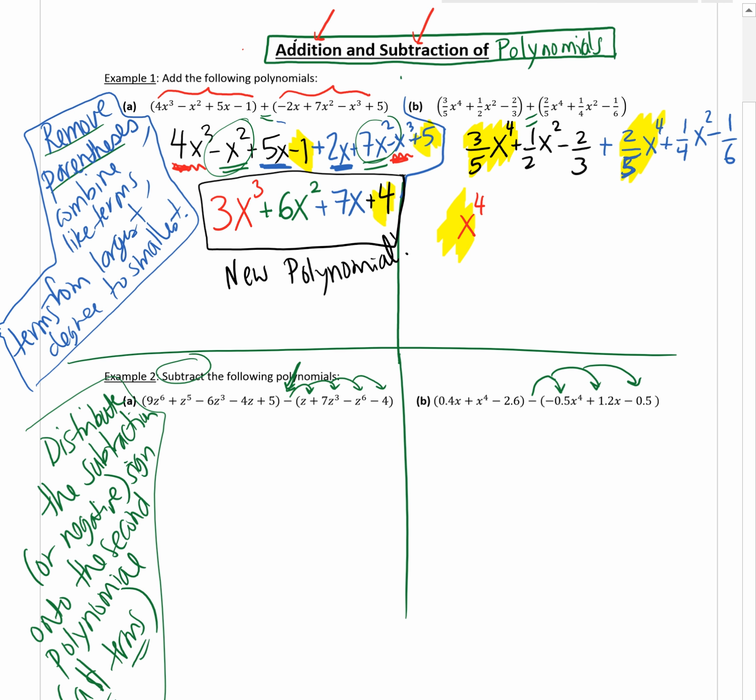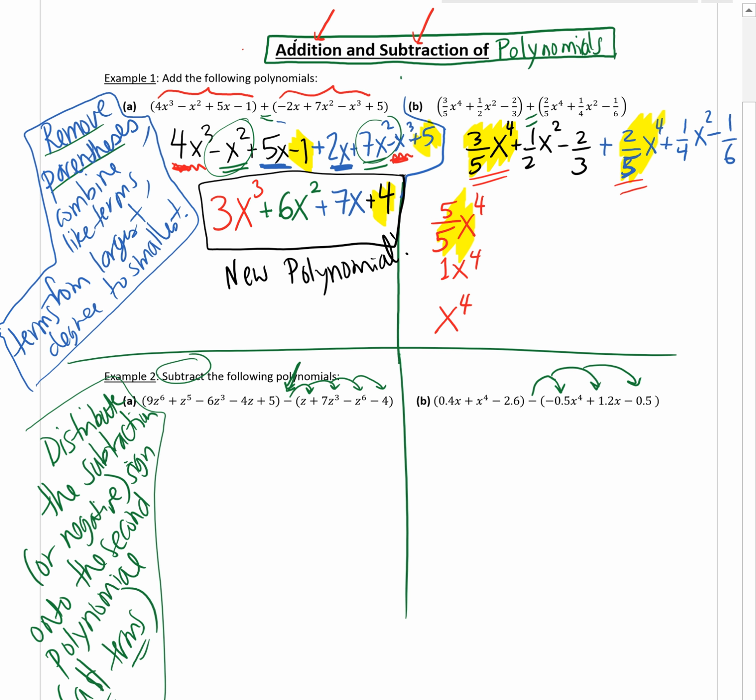3/5 and 2/5, all you do is add the numerators. 3 plus 2 is 5. And the denominator stays the same. So that's kind of interesting. It just ends up being 5/5, but 5/5 is 1, right? And 1 times anything is that thing. So really it just becomes an x to the 4th. That one really simplified quite a bit.